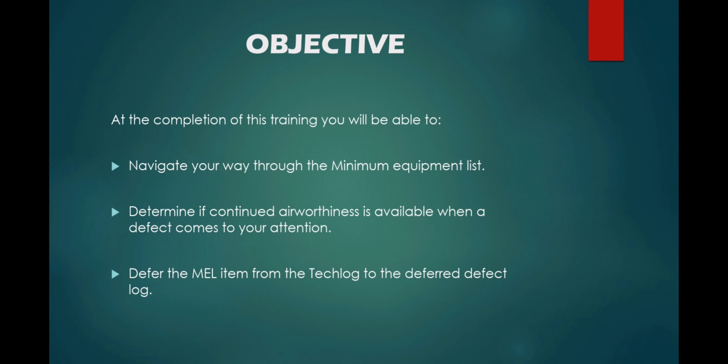At the completion of this training, you will be able to navigate through the MEL. MEL is a difficult document to read and to find out whether the aircraft is airworthy or not. And the other part: how to enter the defect in the tech log and how to keep the record in the deferred defect report list. So we'll go to the next slide.